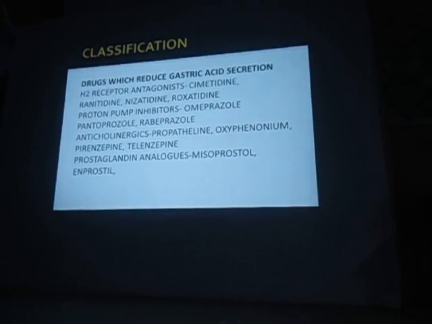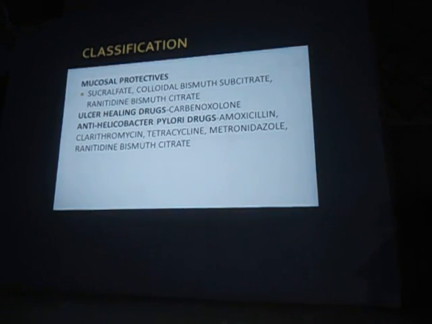Prostaglandin analogs we have misoprostol and enprostil, which are PGE2 analogs, which promote gastric mucosal protection. Other mucosal protectors are sucralfate and colloidal bismuth subcitrate. We also have antiulcer drugs like carbenoxolone, and anti-H. pylori drugs like amoxicillin, clarithromycin, tetracycline and metronidazole.